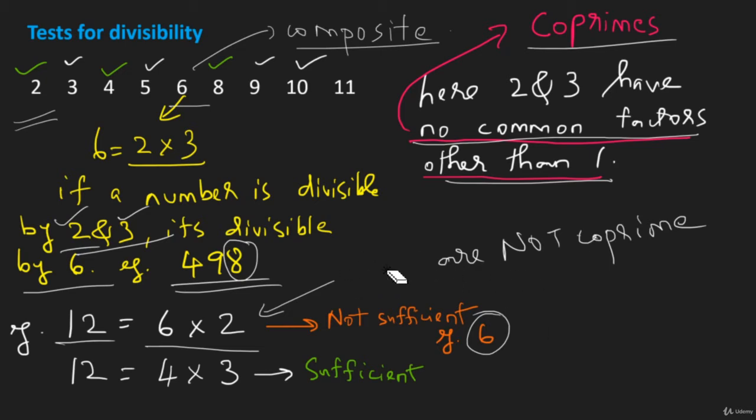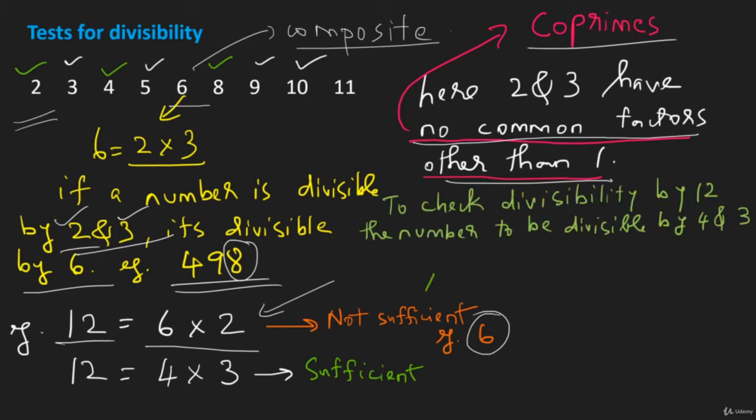So what do I mean when I say it's sufficient? Let me make some space over here. To check the divisibility by 12, the given number has to be divisible by 4 and it has to be divisible by 3. So if that is satisfied, the given number is divisible by 12.